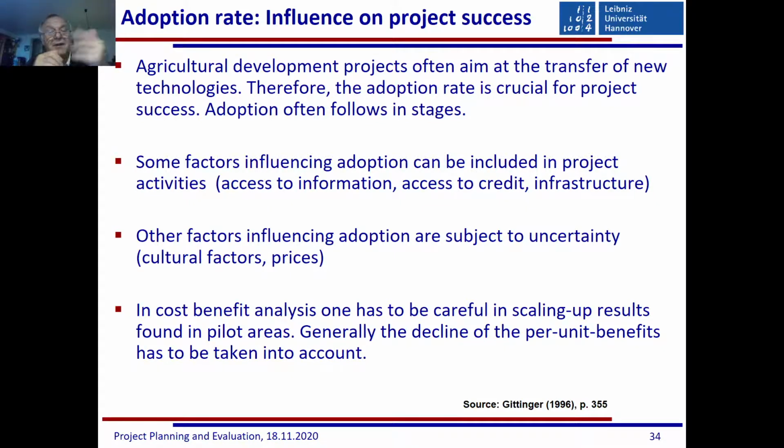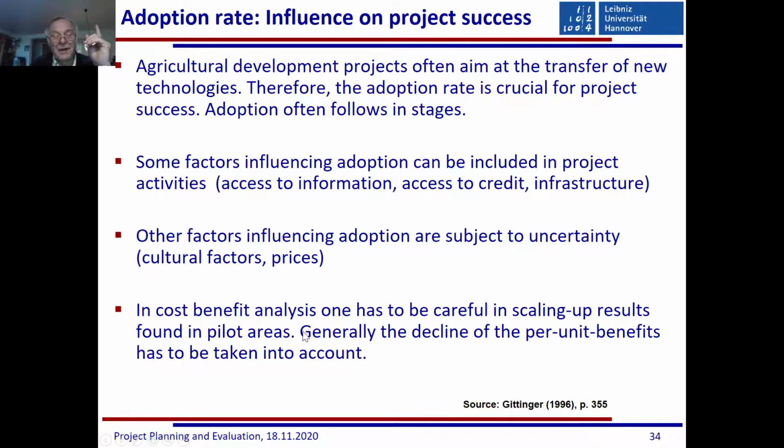So some factors you can influence, and you can identify them as project activities. Then you can cost them, and they would affect the adoption rate. But some others you cannot. And yes, as I said, you have to be careful in scaling up results. And I probably didn't tell you the whole story.